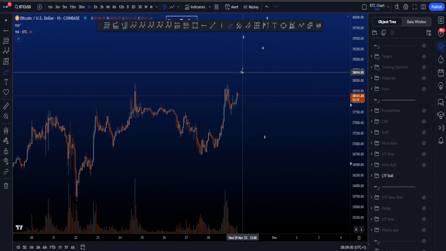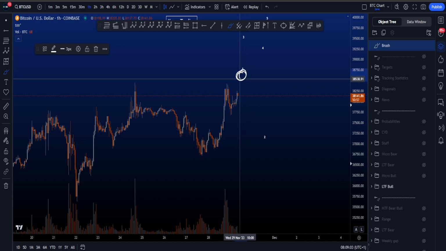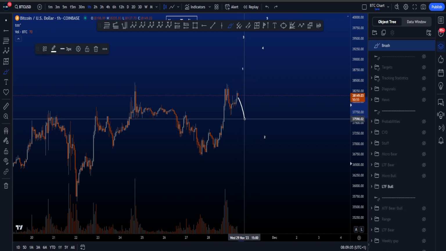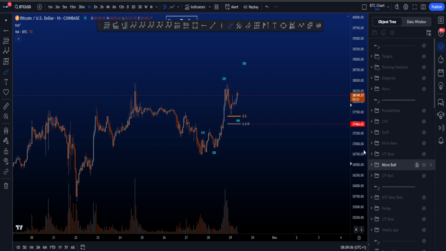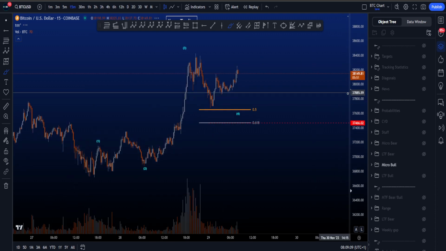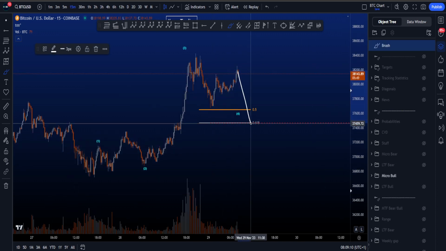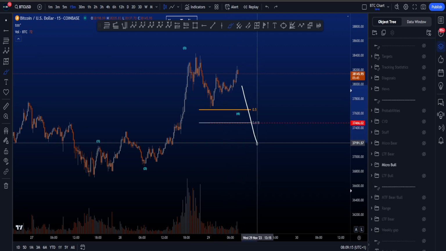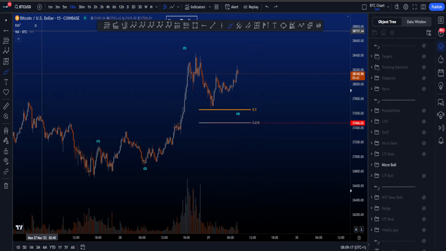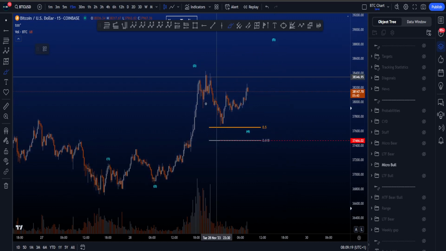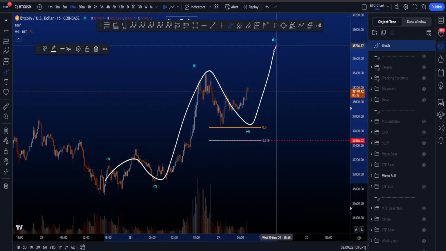But by all means, you want to see another high made before hitting invalidations of a wave 4. And that is what I'm going to be showing you over here. Because if price moves to the downside and hits this 0.618, a wave 4 is invalidated and the probabilities to continue to the downside will increase. So what we're looking for here is then 1, 2, 3, 4, 5.